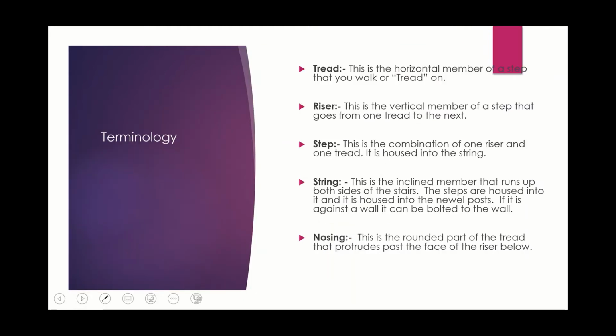So more terminology. People will be less familiar with these terms, but again, our diagram is going to help us understand. The tread. This is the horizontal member of a step that you walk on or tread on. You may have heard people saying to tread on something is to walk on something. So the tread is essentially the piece of wood or the horizontal member that you step on. The riser. This is the vertical member of a step that goes from one tread to the next. So the riser is what goes underneath the tread, supporting the tread above and the tread below.